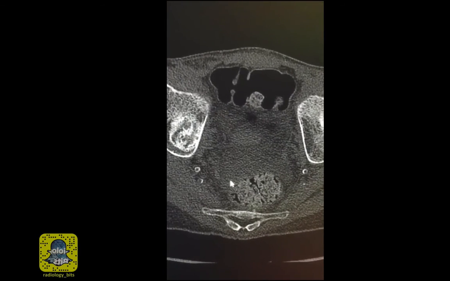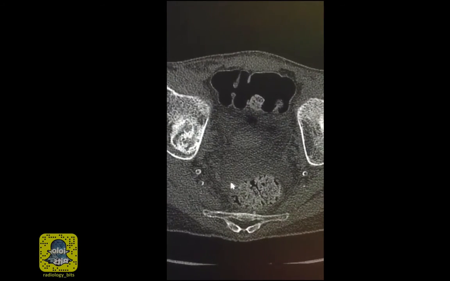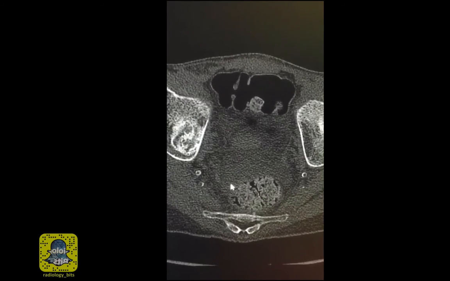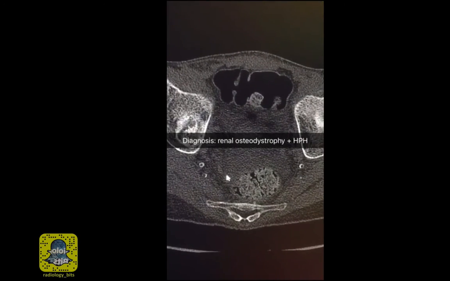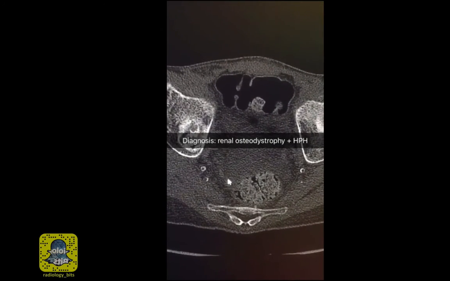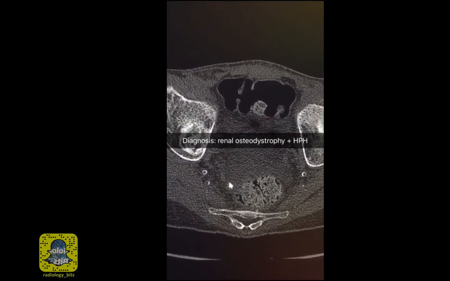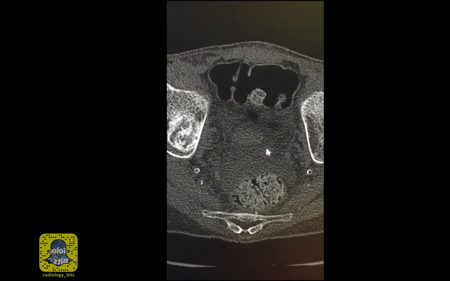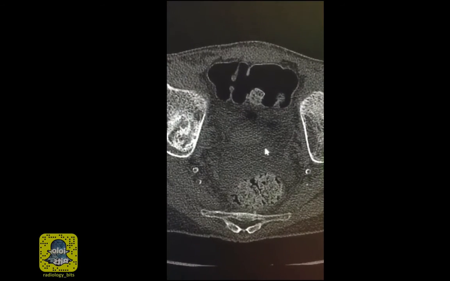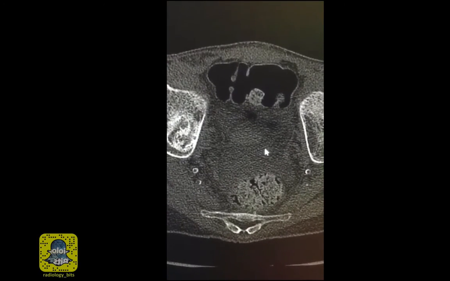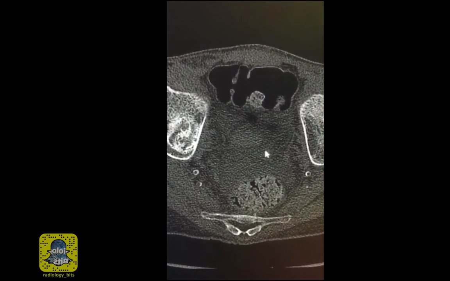So now, what could give you all these findings in one patient? The most likely explanation here is disease related to chronic renal failure. A combination of renal osteodystrophy and hyperparathyroidism. These two diseases go hand in hand, since the commonest reason to have hyperparathyroidism is secondary to chronic renal failure.